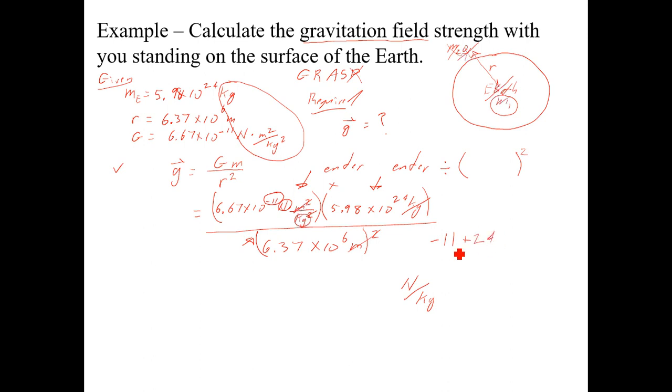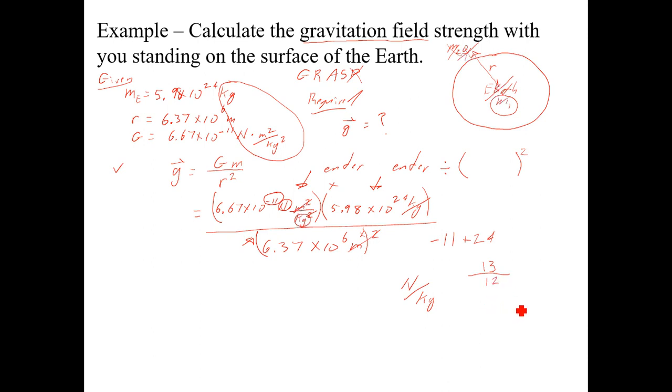Okay, so in the numerator, minus 11 plus 24. So that's going to give us 13. In the denominator, we have another exponent. And the way that it works, if we're taking this 6 and squaring it, it's like you multiply those two together. So in the denominator, our exponent is going to end up being a 12.